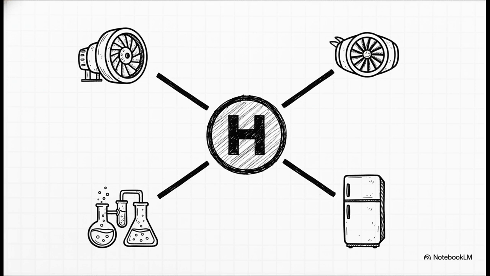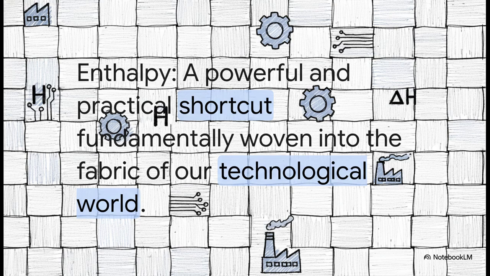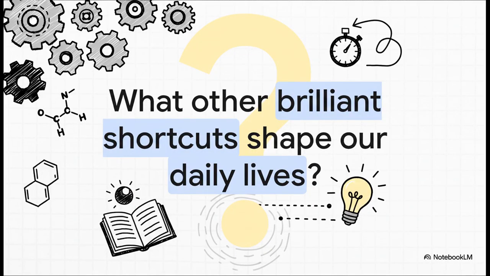It is everywhere. So the bottom line is this. Enthalpy isn't just some random word in a science textbook. It is a powerful, practical, and really elegant shortcut that is fundamentally built into the design of the machines that run our world. It really makes you wonder, doesn't it? What other brilliant ideas, these amazing shortcuts like enthalpy, are hiding in plain sight, just quietly making everything we do possible. Thanks for tuning in.